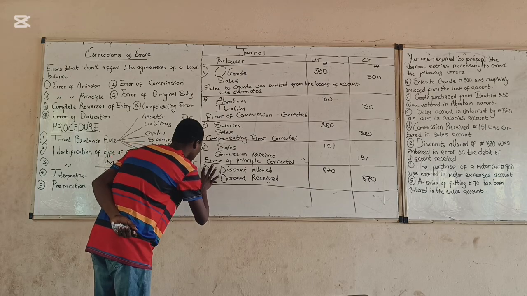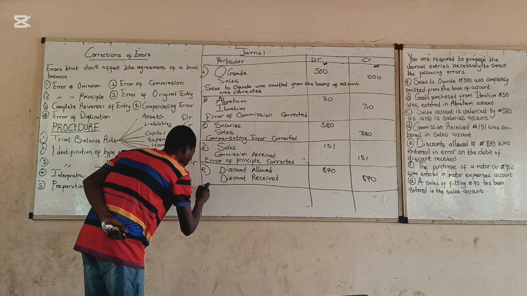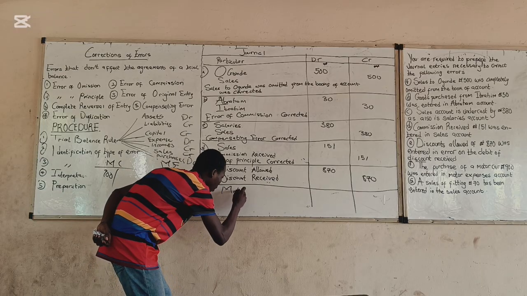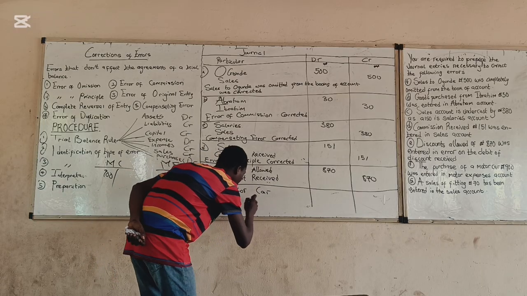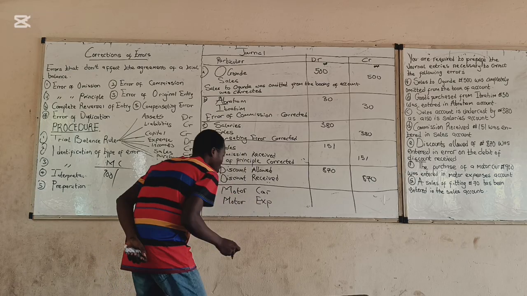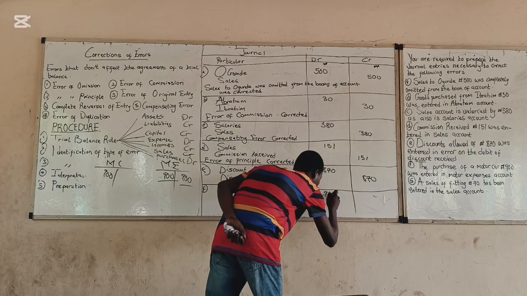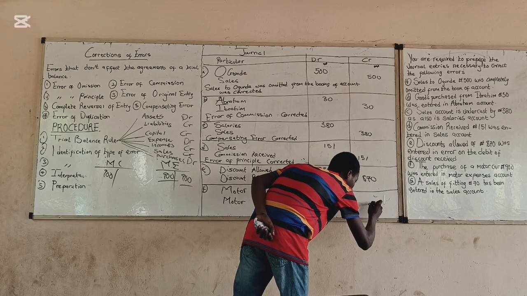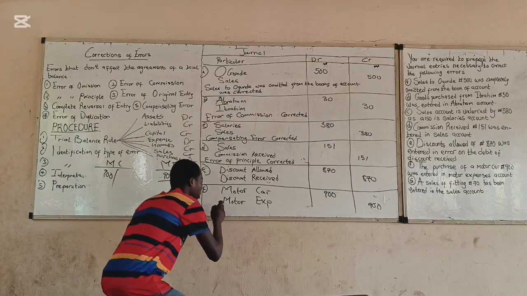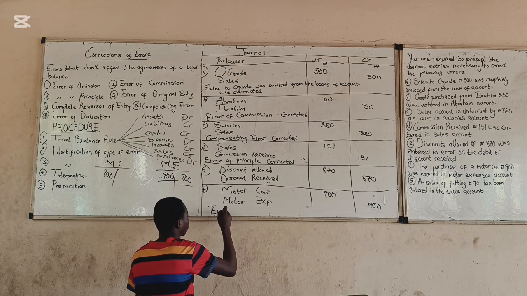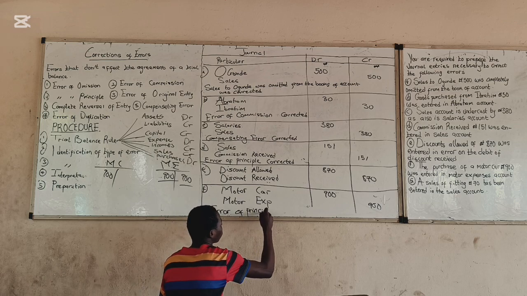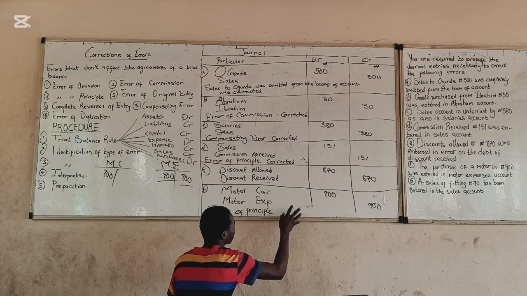So for our F, this is DEF. For F, we have what? Motor car and motor expenses. Motor car will be what? Debited. Motor expenses will be credited. So the narration there is that error of principle is now corrected.